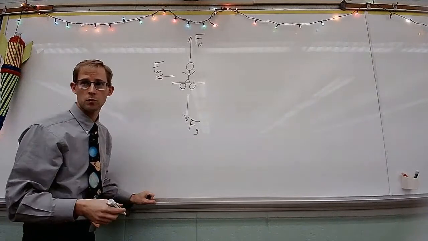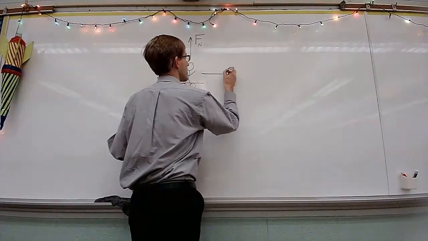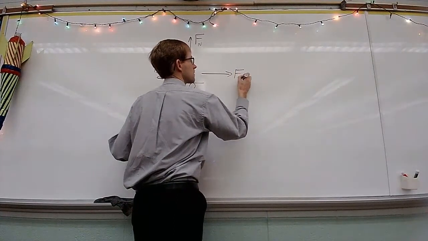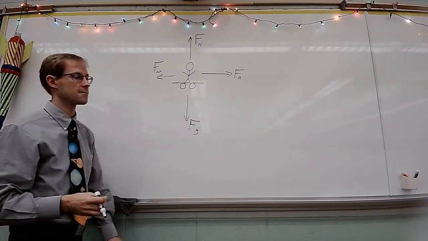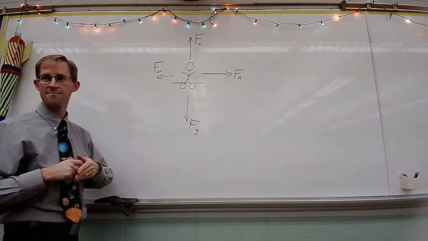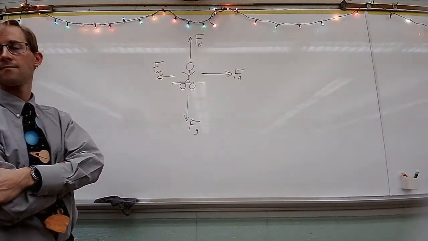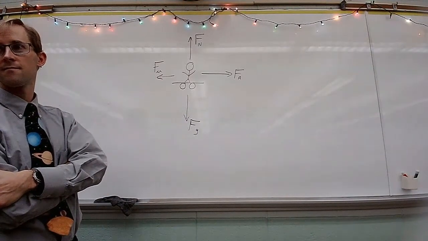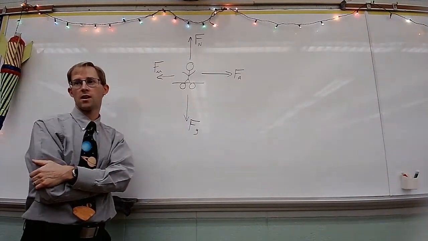A force is a push or a pull, so if I'm pushing off that table, I've got an applied force in this direction. And that would be how I would draw that. So the applied force arrow faces the direction you're going to be moving because of that force.